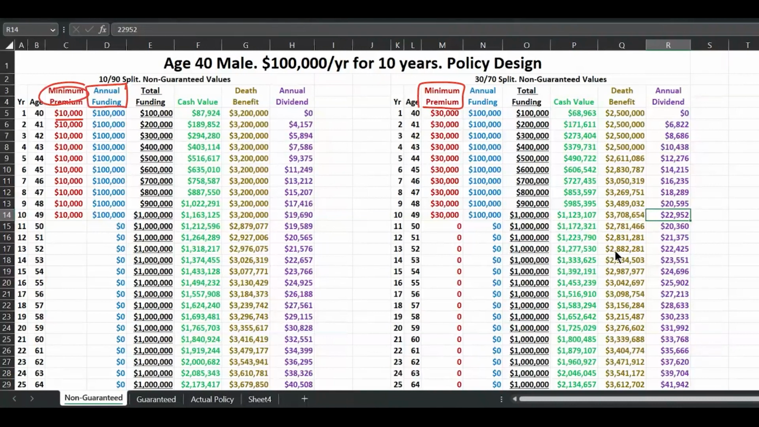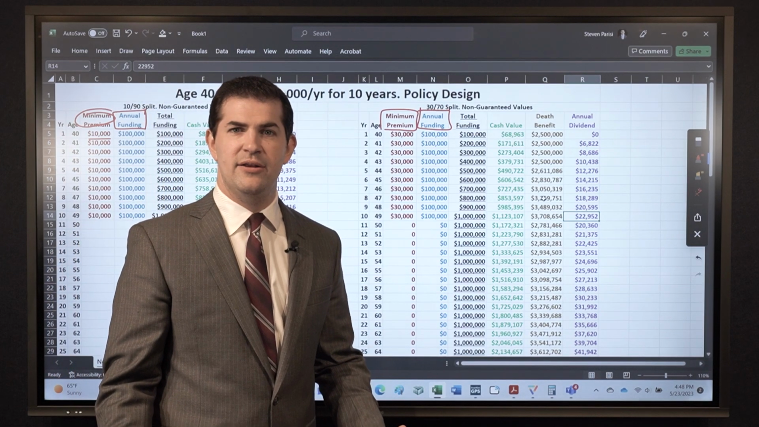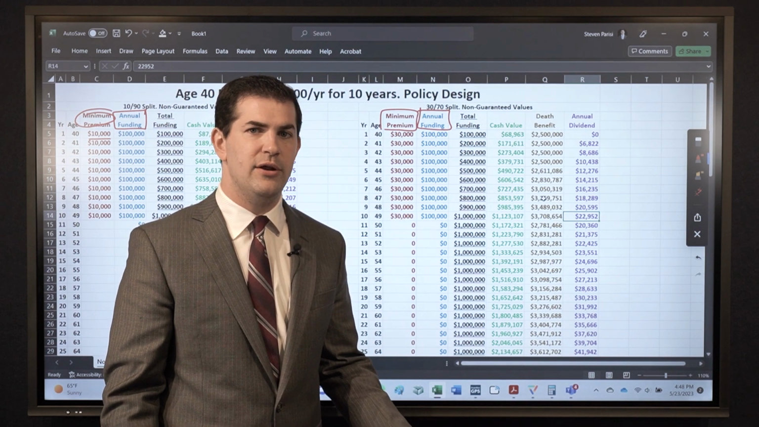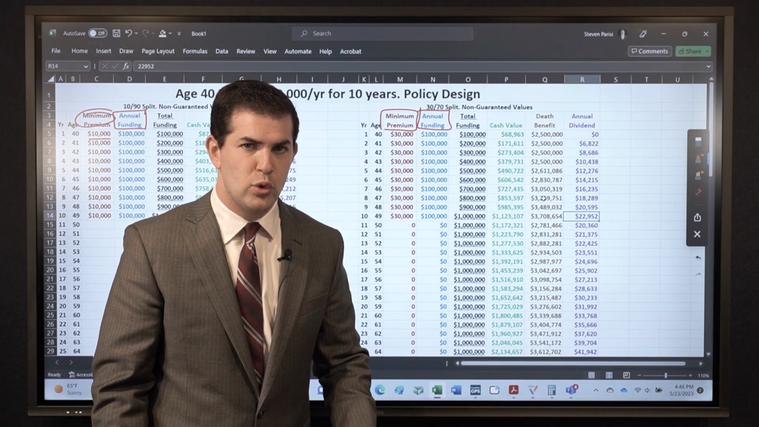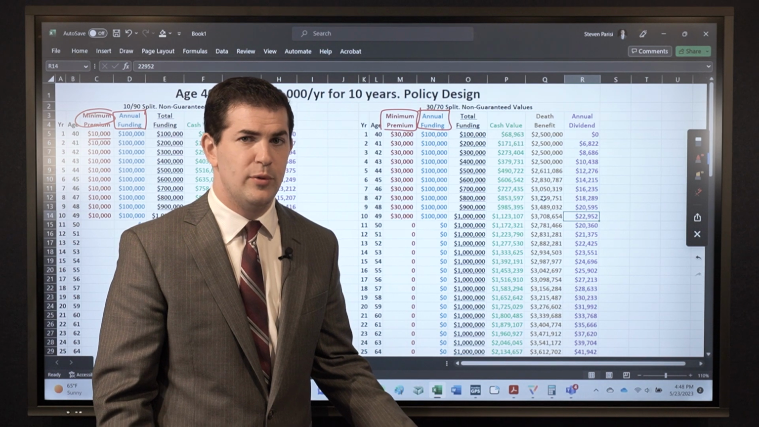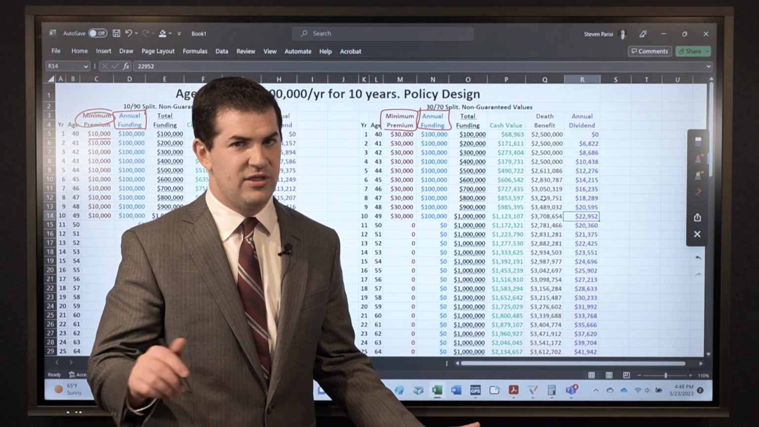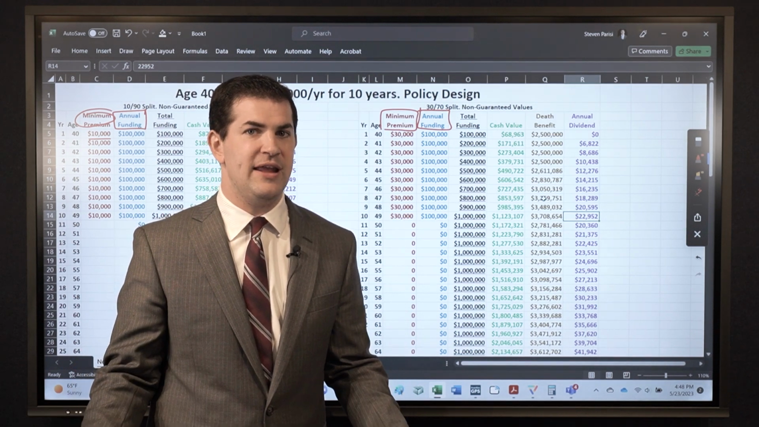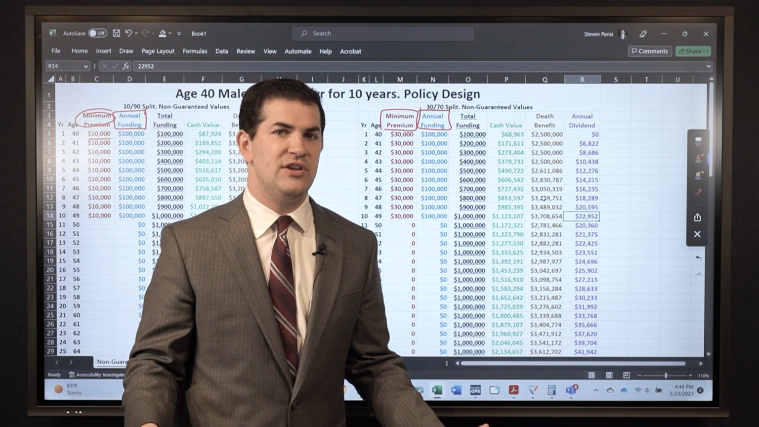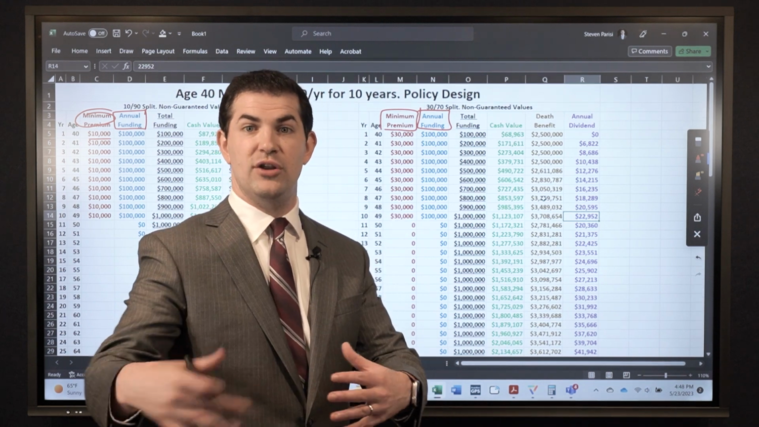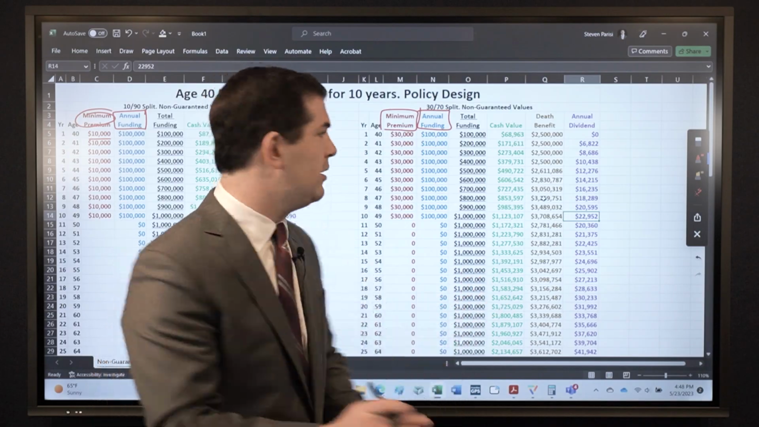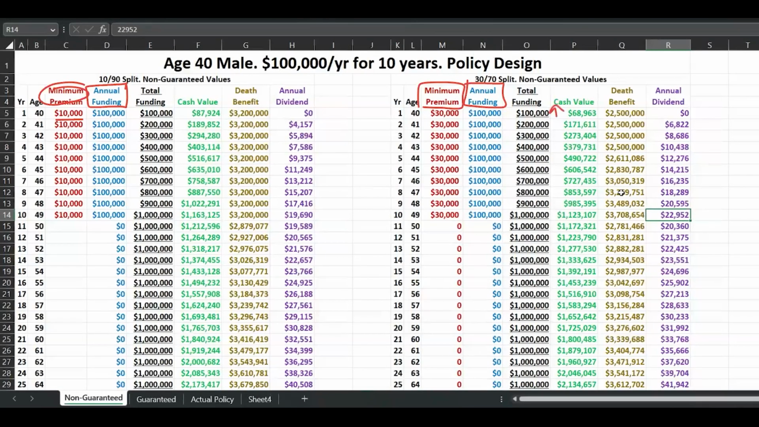I remember speaking with someone I used to work with many years ago. We were talking about policy design, and he said, it's the same out of pocket to the client. Like if they're funding 100K per year and 10% of it goes toward base premium or 100% goes toward base premium, they're writing the check for the same dollar amount at the end of the day. The only difference is depending on where the agent directs that money, more or less will show up in cash value, especially right out of the gates.